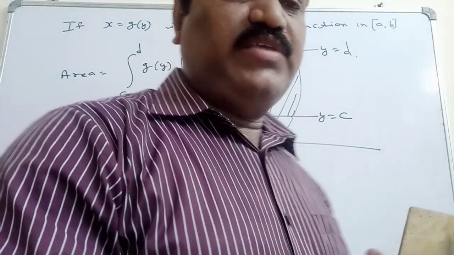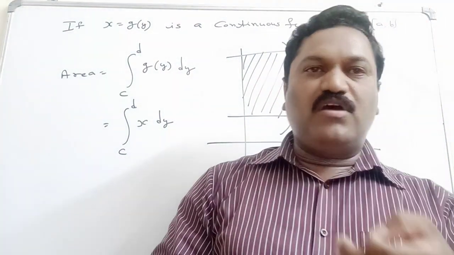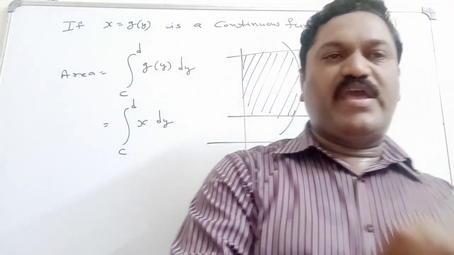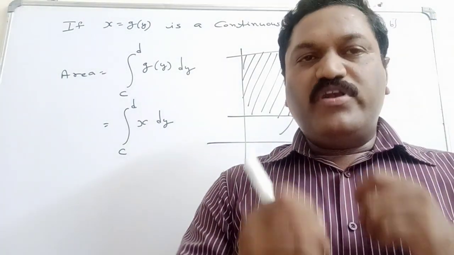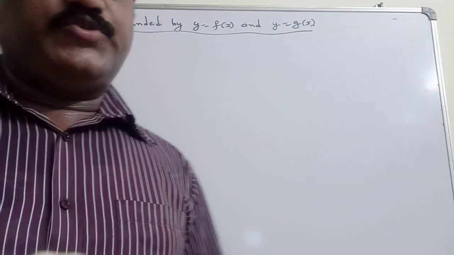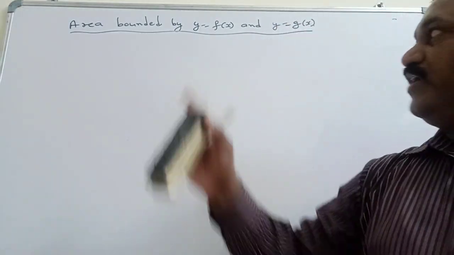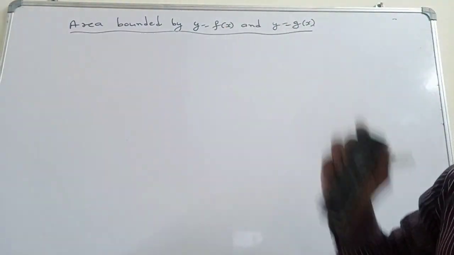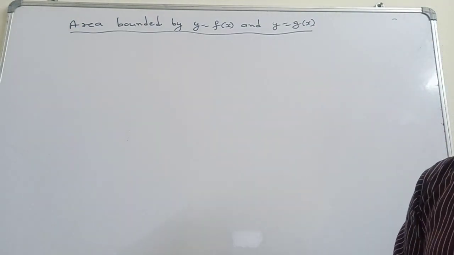In both these cases we have found the area bounded by one curve with the x-axis or with the y-axis. But sometimes we have to find the area bounded between two curves. Then how do you find that area? Suppose you want to find the area bounded between the two curves, that is y is equal to f of x and y is equal to g of x. So here the area lies in between the two curves only.